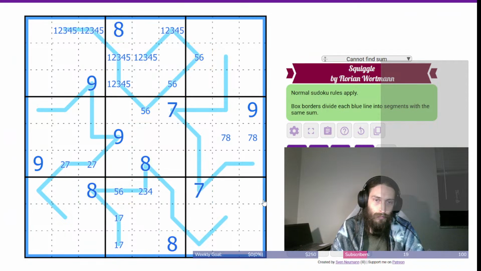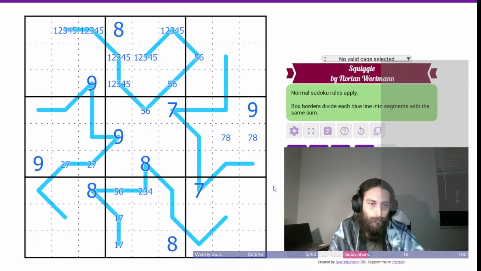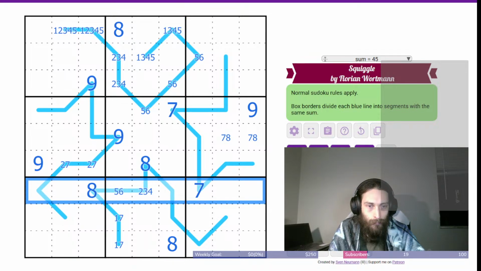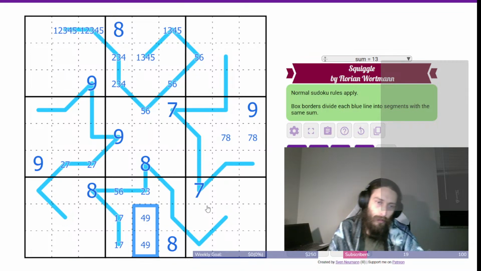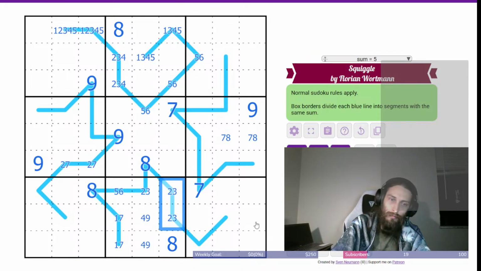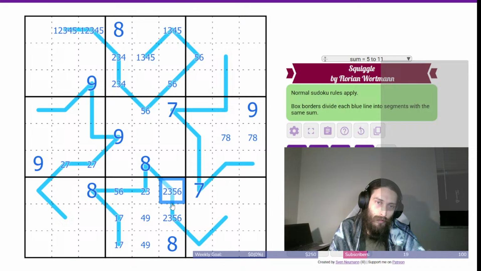Any coloring anymore? Okay, in row 7, the blue line can't have a 4 on it. 2, 6, that's 2 or 4. 3, 5. This has 5 or 6. That's 5 or 6, so this can be a 5.